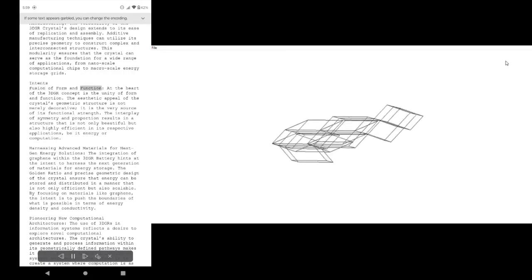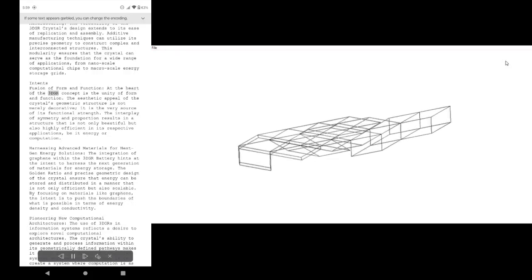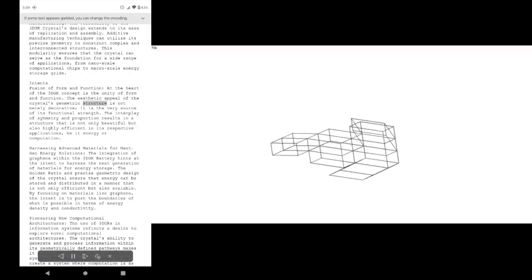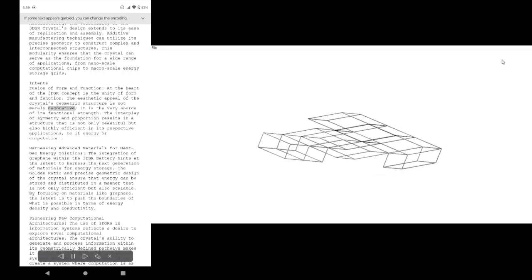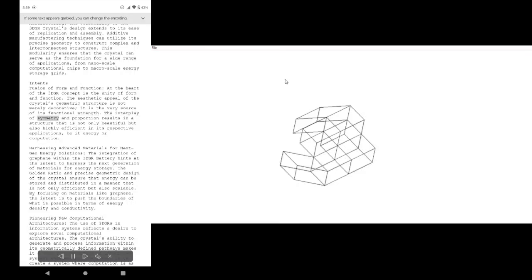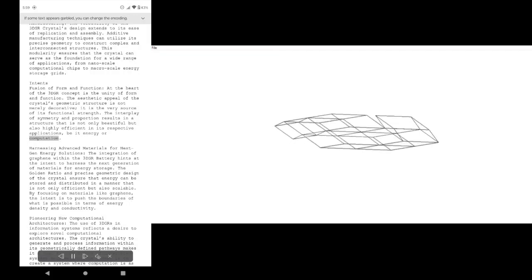Fusion of form and function. At the heart of the 3DGR concept is the unity of form and function. The aesthetic appeal of the crystal's geometric structure is not merely decorative, it is the very source of its functional strength. The interplay of symmetry and proportion results in a structure that is not only beautiful but also highly efficient in its respective applications, be it energy or computation.